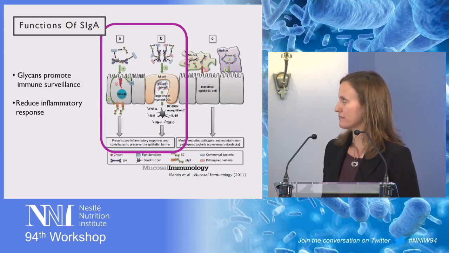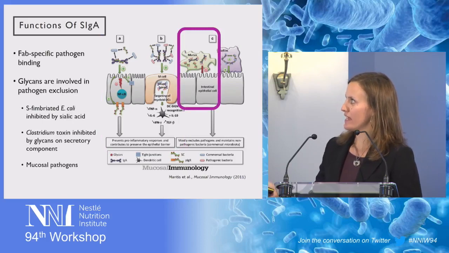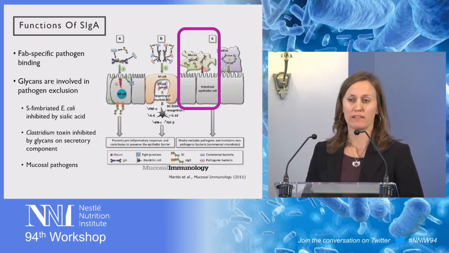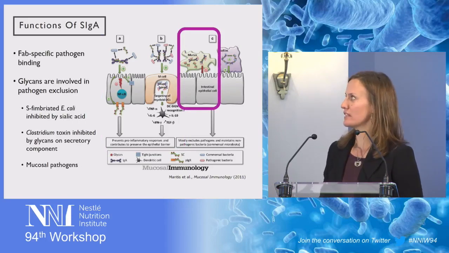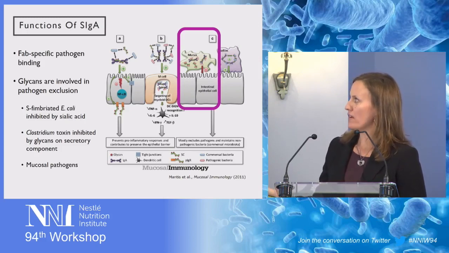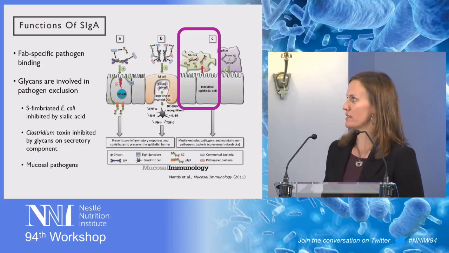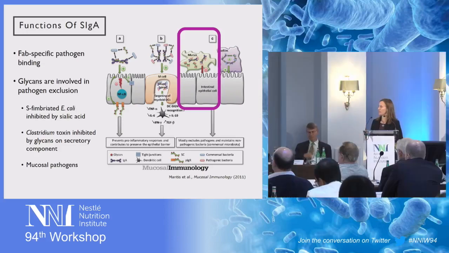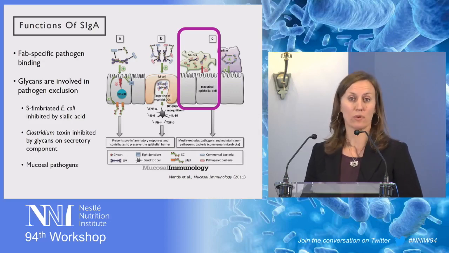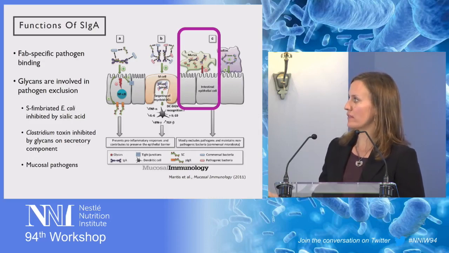We also know that this Fab-specific pathogen binding is really classic immune exclusion, or pathogen exclusion, known for decades about the function of this molecule with that specificity. But many studies have now come out recognizing the glycans as also relevant in pathogen exclusion by this molecule, including a study looking at S-fimbriated E. coli inhibited by those sialic acid residues on these glycans. Clostridium toxin has been shown to be inhibited simply by the glycans on the secretory component alone, so not even requiring the protein itself. And then a number of other mucosal pathogens are also excluded due to the glycans.